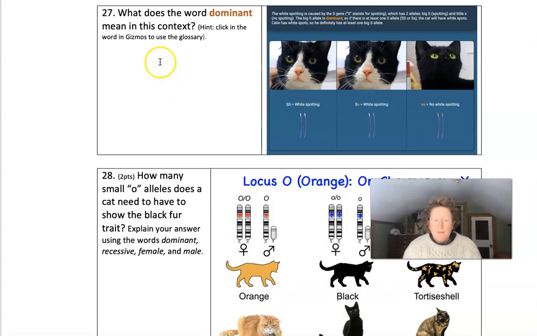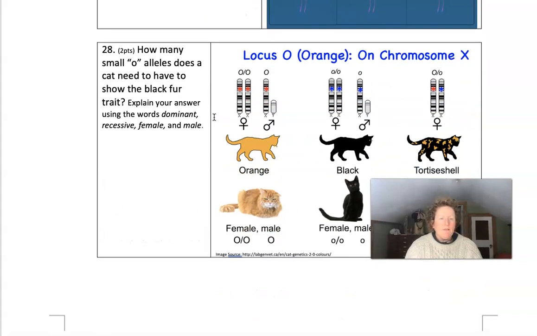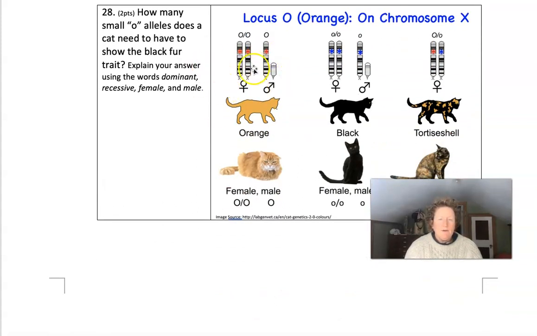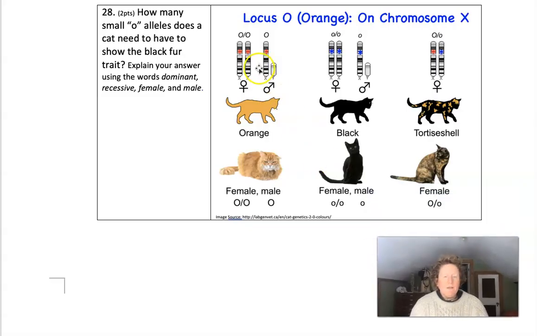What does the word dominant mean in this context? Well, hopefully you remember dominant versus recessive. And take a good look at this diagram and try to wrap your head around it before you get to the next video, because this diagram is explaining what I was talking about.